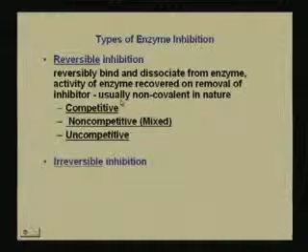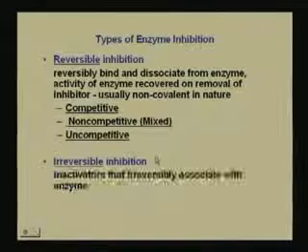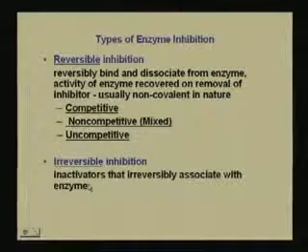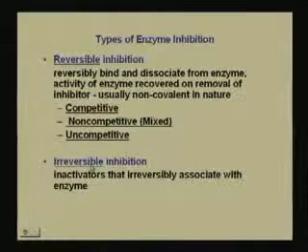We can have irreversible inhibition. In this case, you understand that the inactivators or the inhibitors irreversibly associate with the enzyme, usually forming covalent bonds. Okay. So, once a covalent bond is formed, it is extremely difficult to break a covalent bond. Okay. So, there will be irreversible inhibition of the enzyme and the enzyme will be rendered inactive.